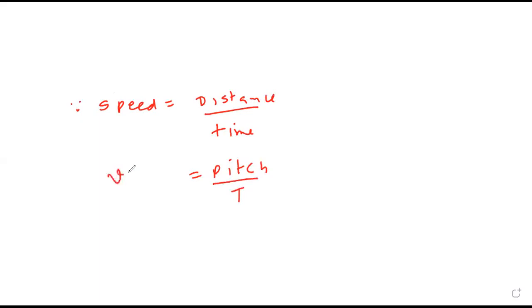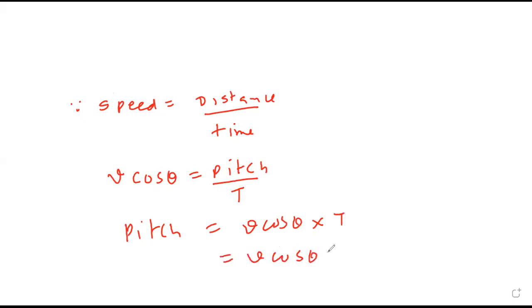Since speed equals distance upon time, if distance is pitch and time taken is the time period, this speed is v cos theta. So we can say pitch equals v cos theta into time period. So v cos theta into time period is 2 pi m upon qB. Complete till this.